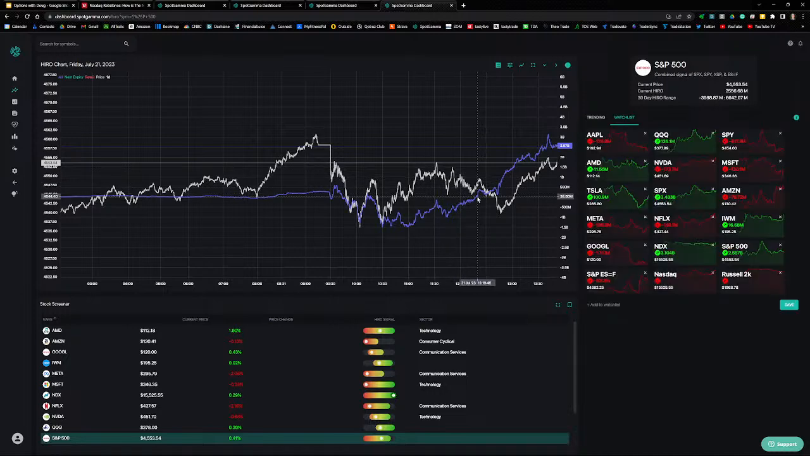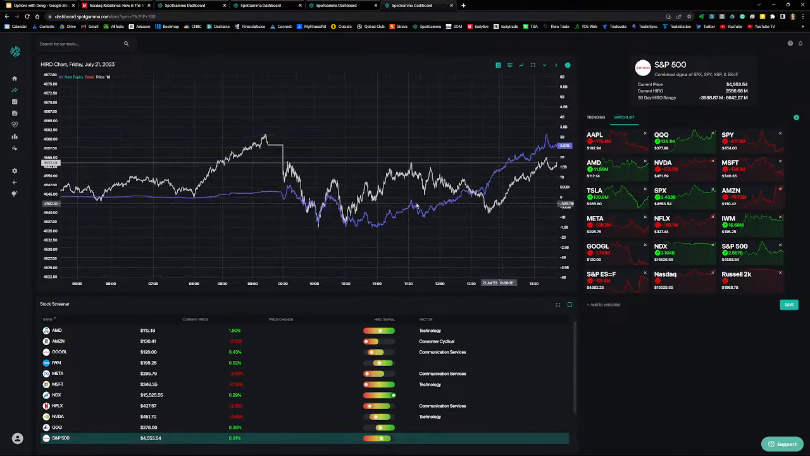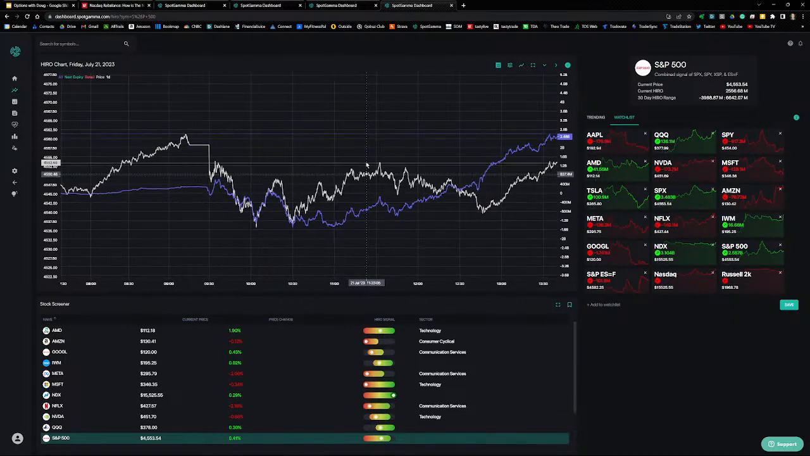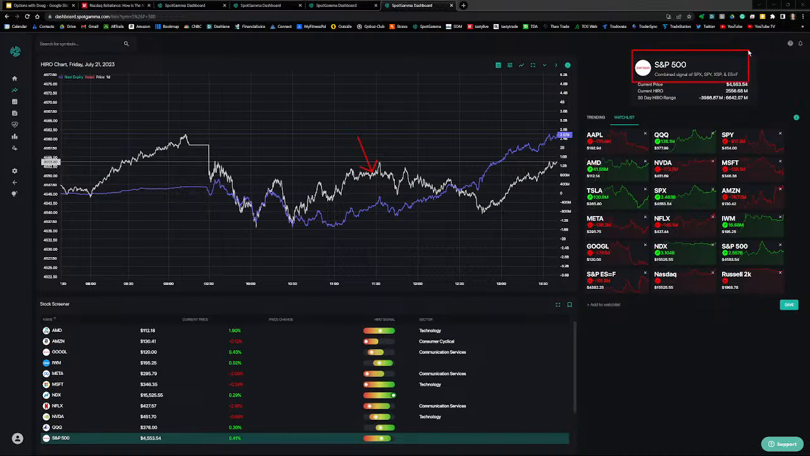Let's start with setups, and I'm going to start with the S&P 500. What this chart is showing is SpotGamma Hero. This is from SpotGamma. This chart is showing price for SPX and a combined signal of options trades and market maker hedging activity for SPX, SPY, XSP, and ES futures.